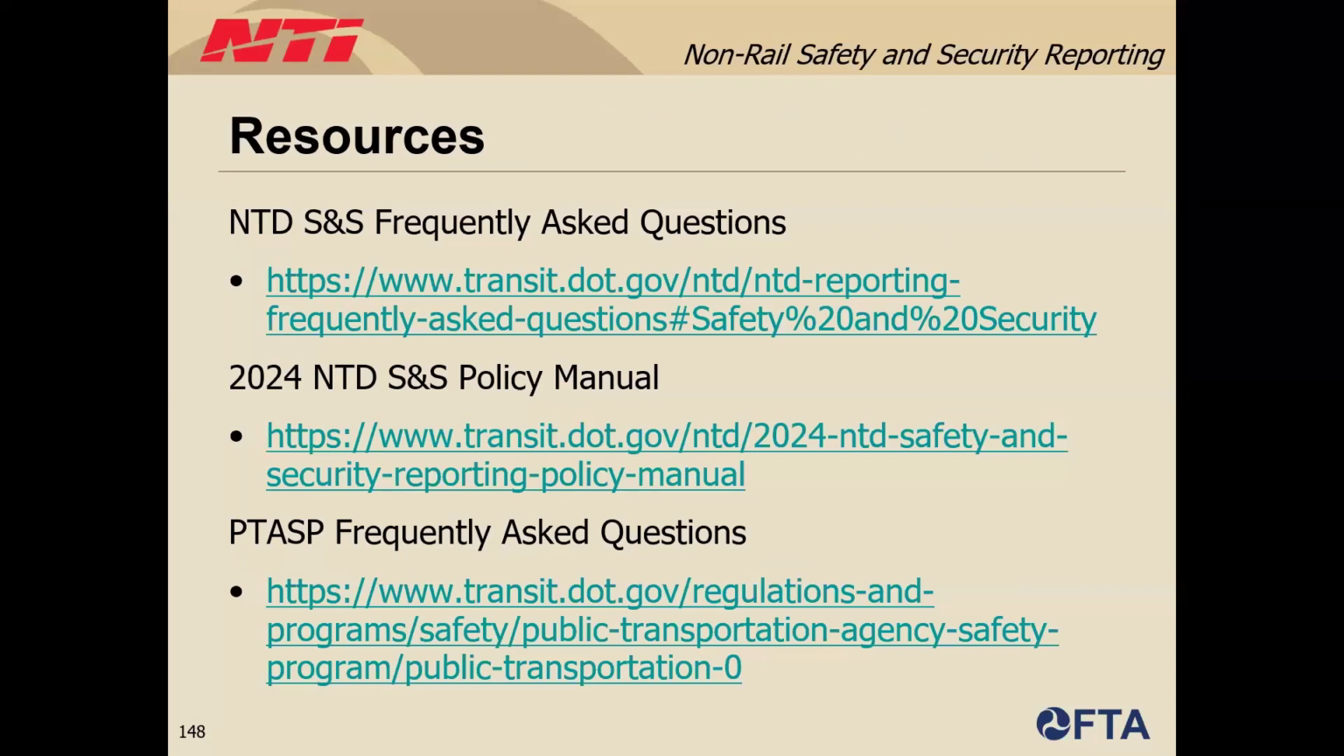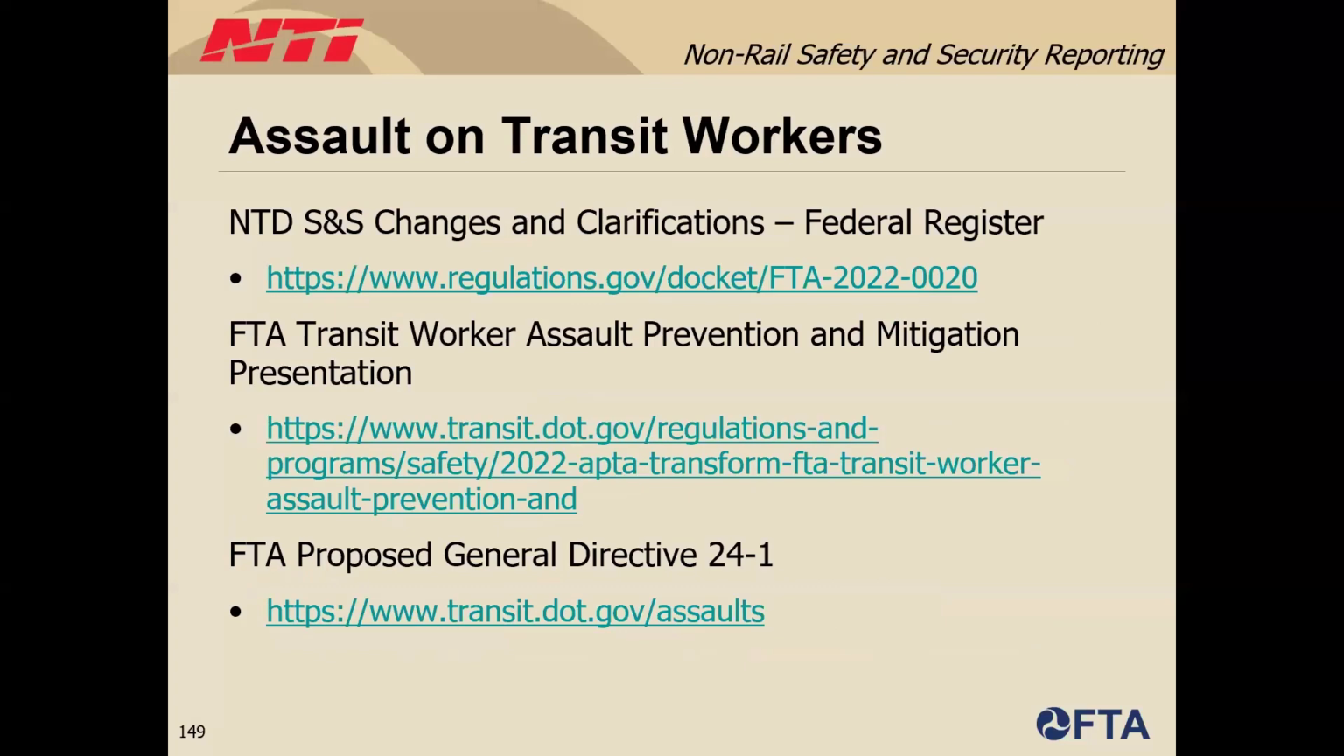Both the SNS policy manual and the NTD FAQ page have been updated to include information about assaults on transit workers. There is also a FAQ for the Public Transportation Agency Safety Plan Final Rule. There are several resources available for further information on assaults on transit workers. These resources are continued on the next slide and include guidance for NTD reporting, as well as an informational presentation by TSO, which covers assaults on transit workers initiatives and how NTD data collection ties into tracking programs towards the risk reduction program.